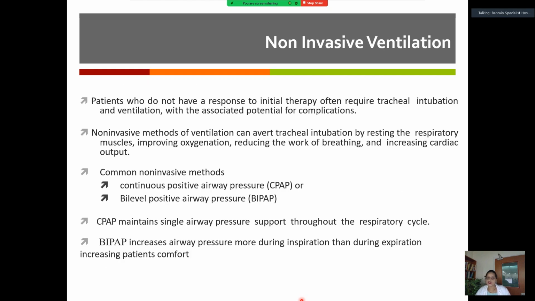Non-invasive ventilation. Patients who do not have a response to initial therapy often require tracheal intubation and ventilation with the associated potential for complications. Non-invasive methods of ventilation can avert tracheal intubation by resting the respiratory muscles, improving oxygenation, reducing the work of breathing, and increasing cardiac output. Common non-invasive methods are CPAP, continuous positive airway pressure, or BiPAP, bi-level positive airway pressure. CPAP maintains a single airway pressure support throughout the respiratory cycle, whereas BiPAP increases airway pressure more during inspiration than during expiration, which increases the patient's comfort.